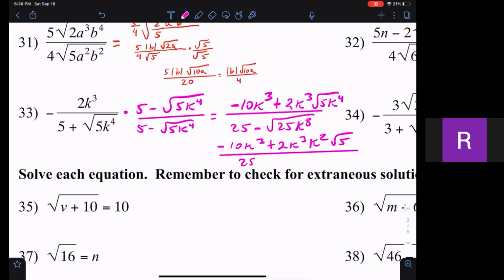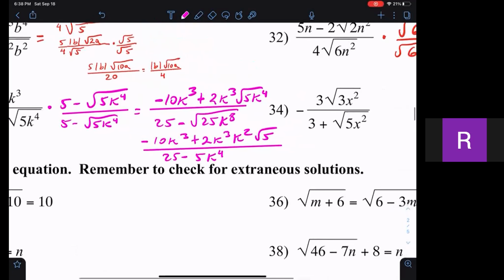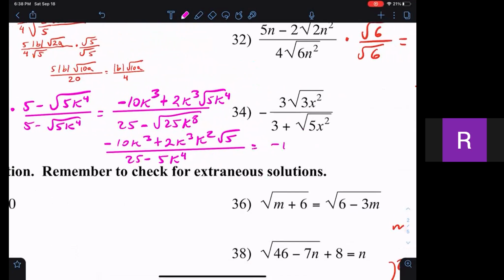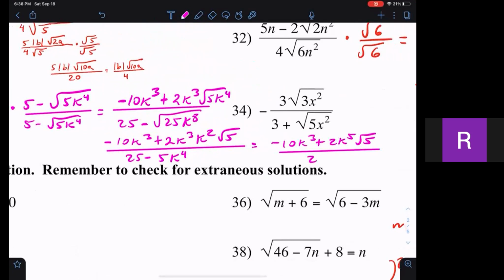And I have 25 minus 5, k to the 8 divided by 2 is 4. And that's it, right? So now I need to simplify this on the top. So I have negative 10k cubed plus 2k to the 5 root 5. And this is all over 25 minus 5k to the 4. All right, let's double check. That's correct. Okay.